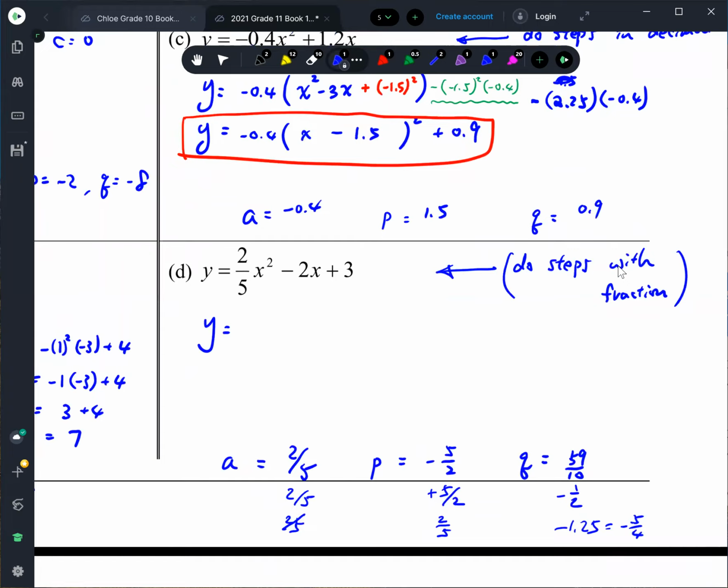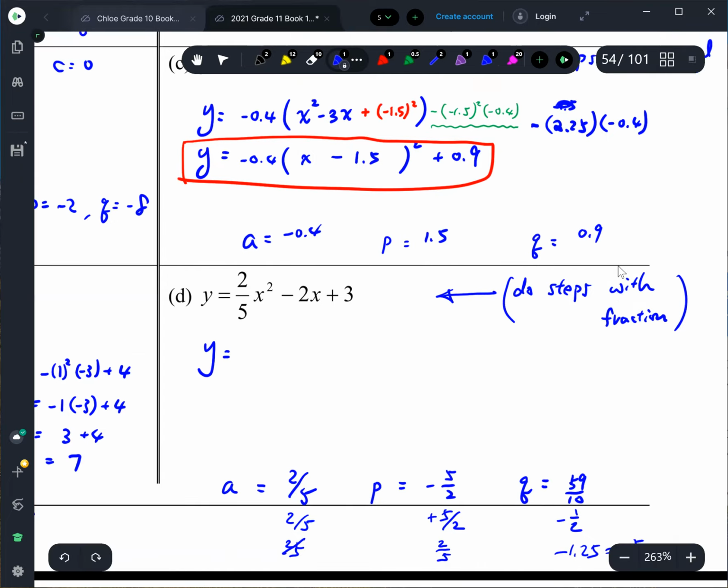Okay, Wilson, how are you doing? I got the same answer as the second one, 2/5. But for P, I got negative 5/2. And then for Q, I got negative 1/2. Oh, okay. So kind of a mix of the first one and second one. Yeah, essentially. Okay. All right, Mackenzie, let's go over your steps.